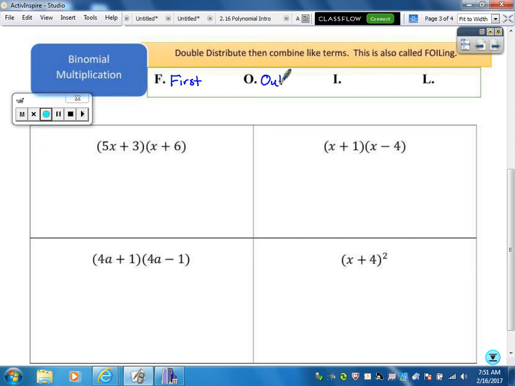outside, inside, and last. So you can call it either double distribute or foiling. So right here I've got a binomial times a binomial.